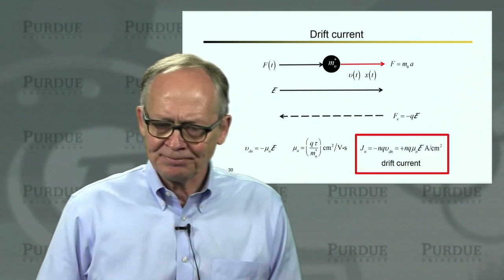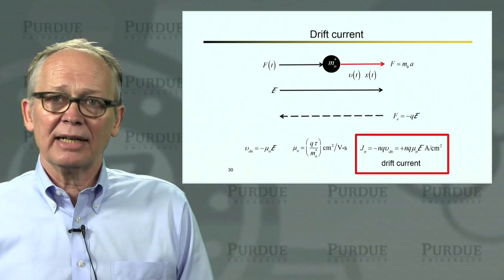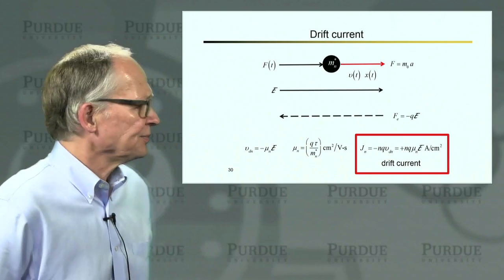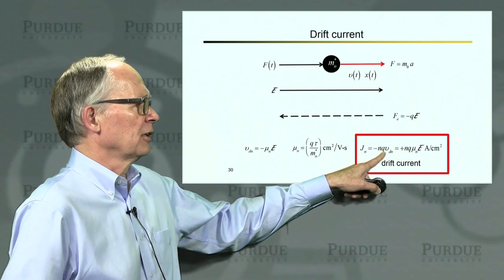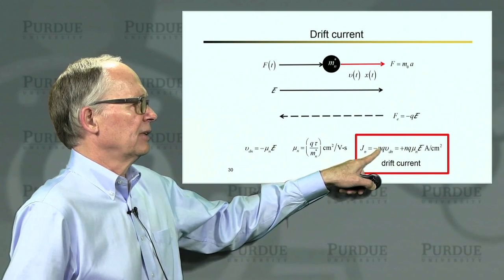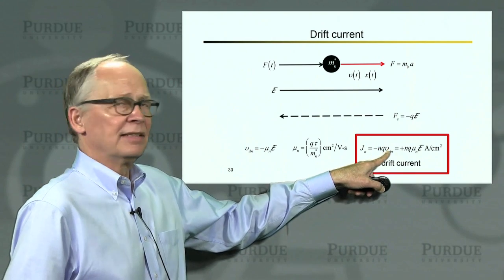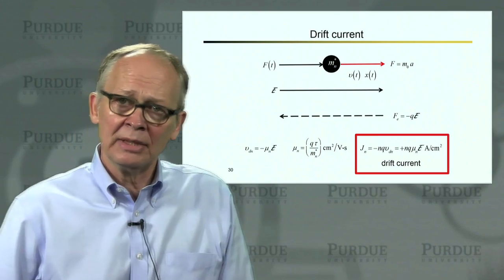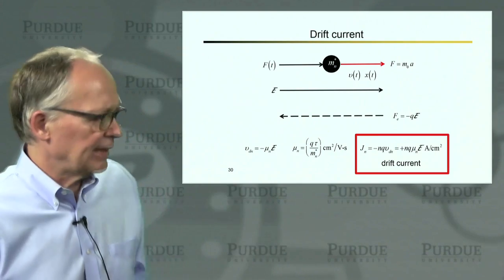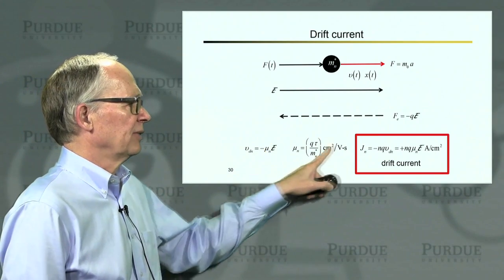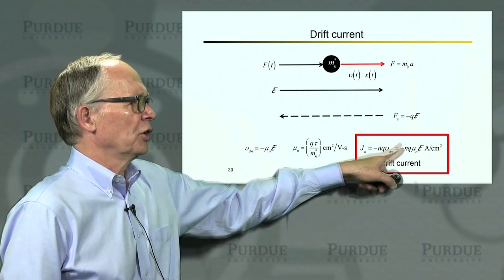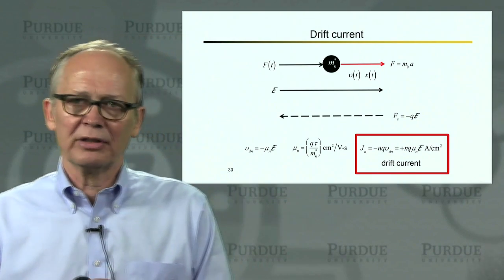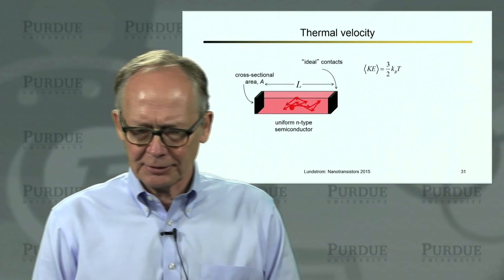Now, I can calculate the current, because current is basically charge times velocity. The charge is the charge on an electron times the density of electrons that are there, and then times the velocity. The faster they go, the more current. The more there are of them, the more current. If I simply plug in my relation for velocity, we get an expression for the current due to the electric field, and we call this the drift current, the current due to an electric field.